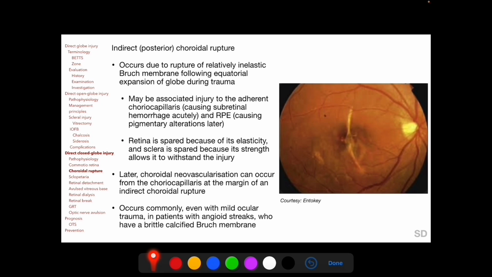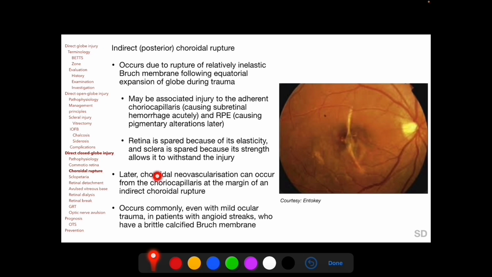The choroidal rupture may be associated with injury to the adherent choriocapillaries, causing subretinal hemorrhage acutely, and retinal pigment epithelium, causing pigmentary alterations later. The retina is spared during a choroidal rupture because of its elasticity, and the sclera is spared because its strength allows it to withstand the injury.